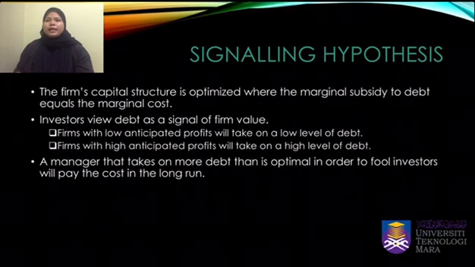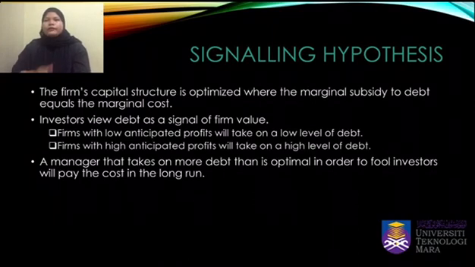Lastly, about the signaling hypothesis, the firm's capital structure is optimized where the marginal subsidy to debt equals the marginal cost. Investors view debt as a signal of firm value, which means firms with low anticipated profit will take on a low level of debt. Meanwhile, firms with high anticipated profit will take on a high level of debt. A manager that takes on more debt than is optimal in order to fool investors will pay the cost in the long run.